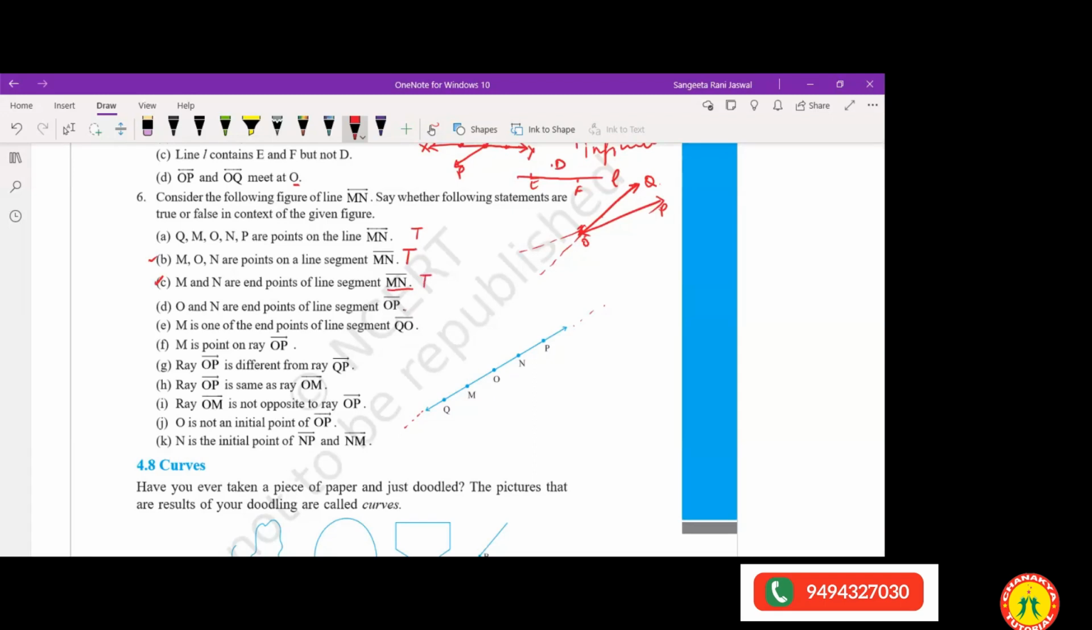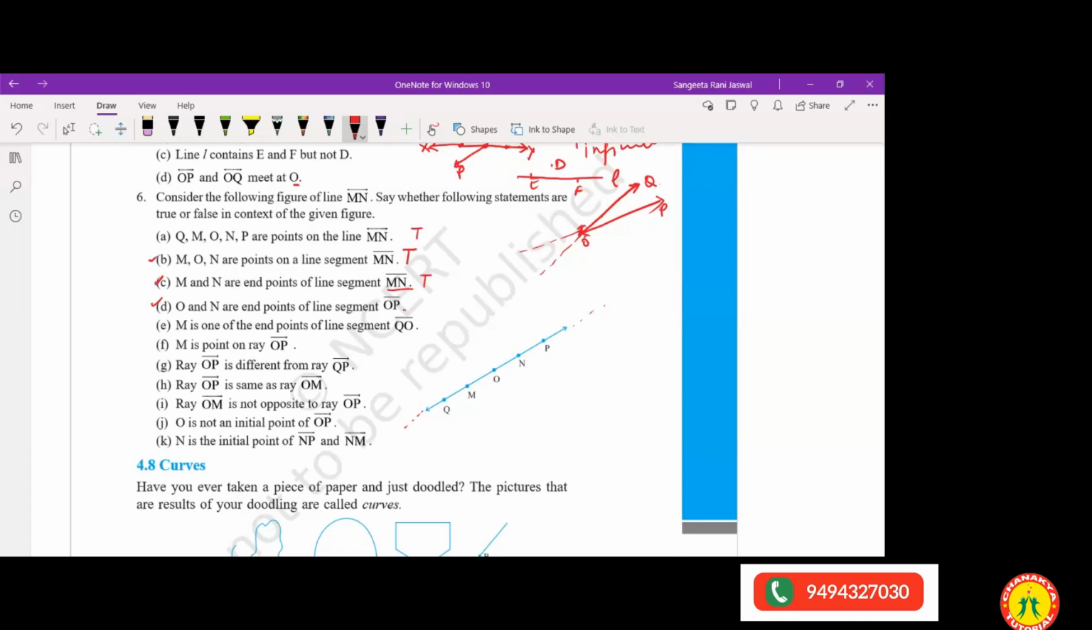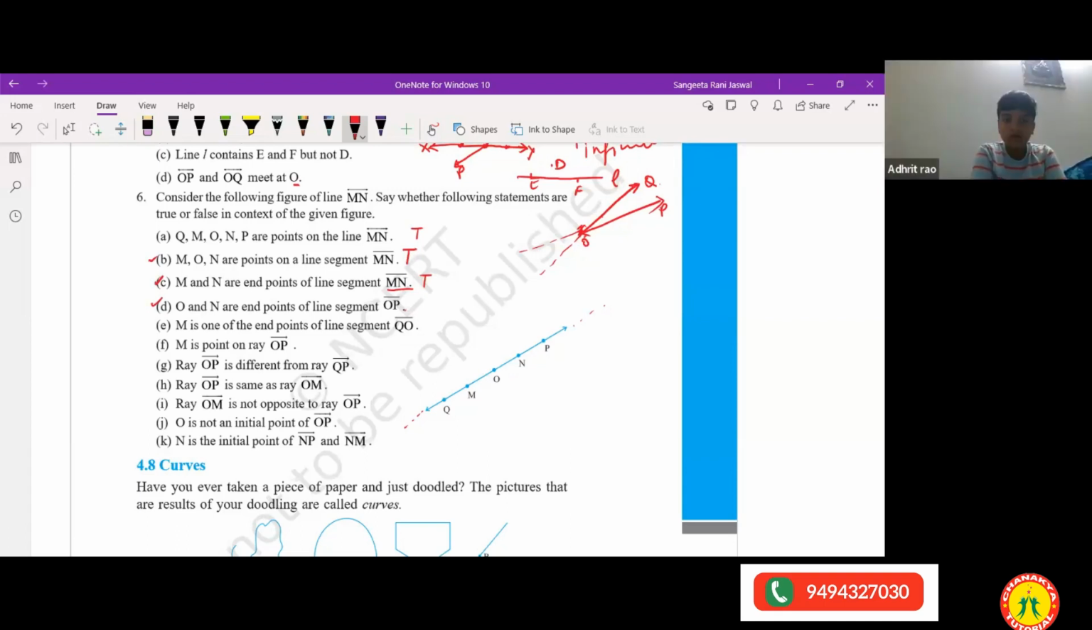Okay. Adrit, read the next one. D part. O and N are endpoints of line segment OP. Ma'am, O is here, N is here. O and N are the endpoints of the line segment OP. No, OP, it's clearly false. Okay.